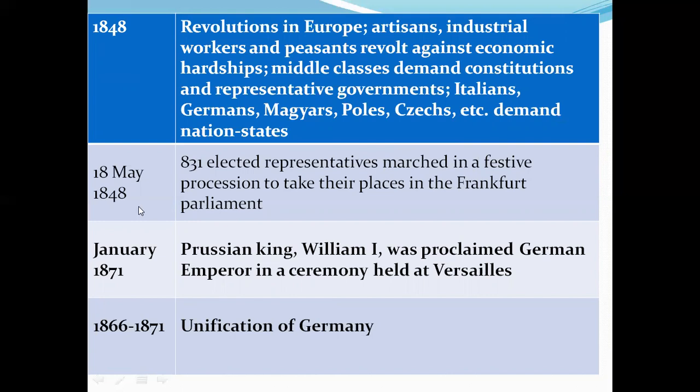On the 18th May 1848, the formation of the Frankfurt Parliament by 831 elected representatives. These 831 representatives marched in a festive procession and formed the Frankfurt Parliament. January 1871, Prussian King William I was proclaimed German Emperor in a ceremony held at Versailles. From 1866 to 1871, the unification of Germany took place in Europe.